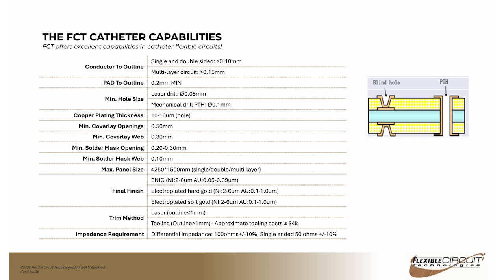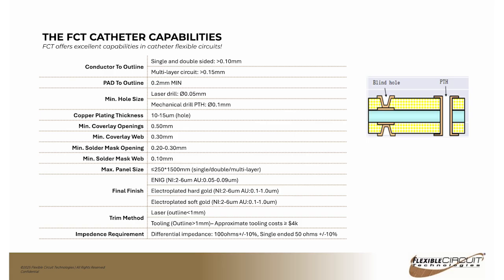The panel size, as I mentioned, we typically build on 250 millimeters wide and then 1.5 meters long. We can add different types of final finish. ENIG is definitely the most common and most cost effective, but we can also do electrically plated hard and soft gold in varying thicknesses as required.